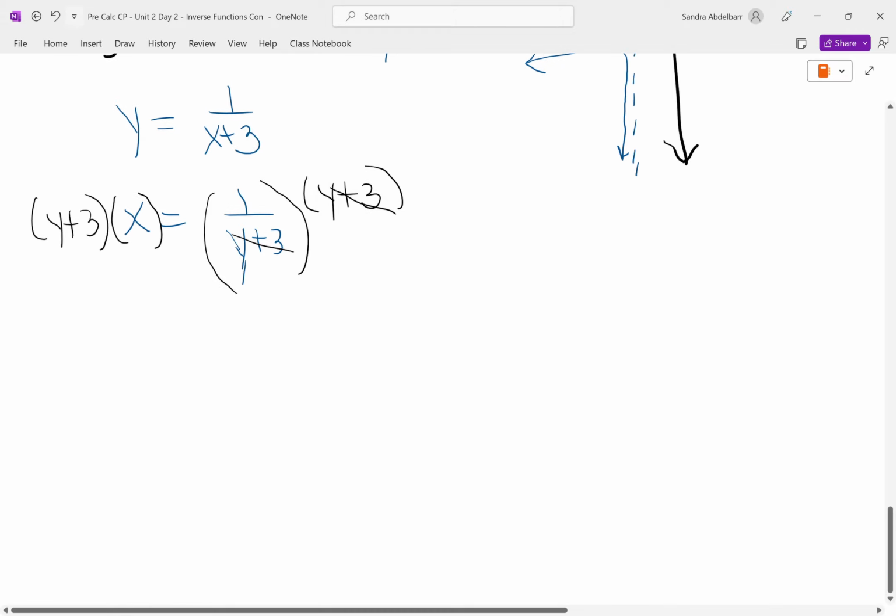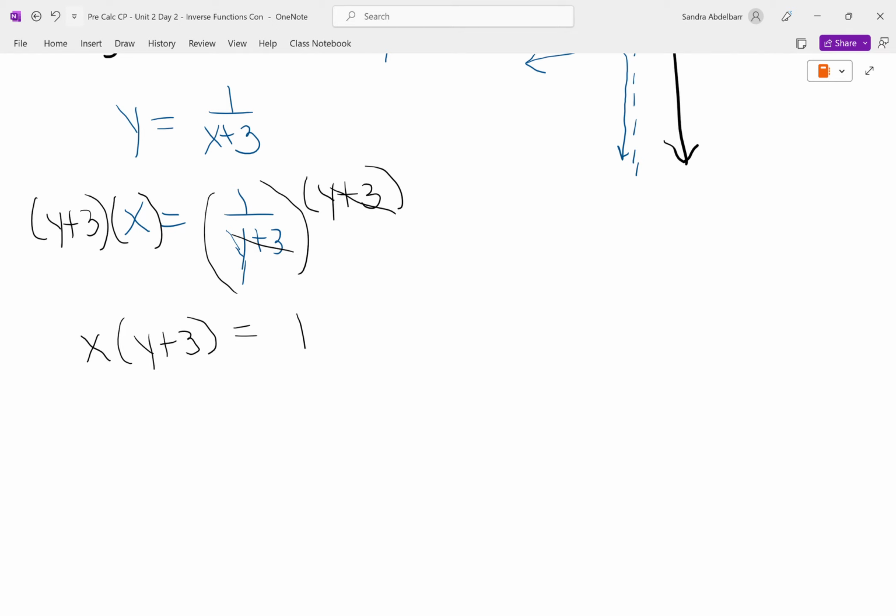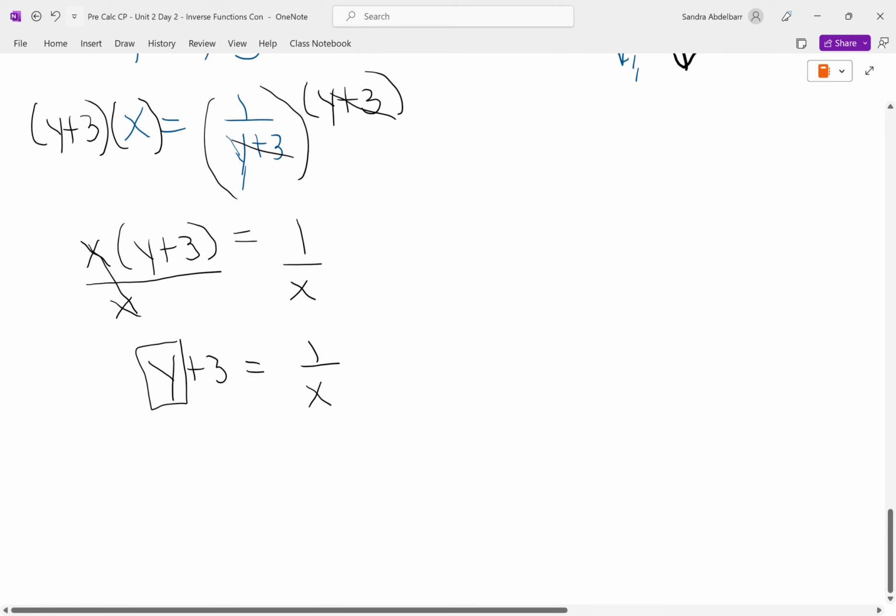So these cancel. So now I have x times (y plus 3) equals 1. I need to solve for y. So I'm going to get y all by itself. I'm going to divide by x. So then I have y plus 3 equals 1 over x. What should I do next? I've got to get y all by itself. So what should I do? Subtract the 3. You got it.